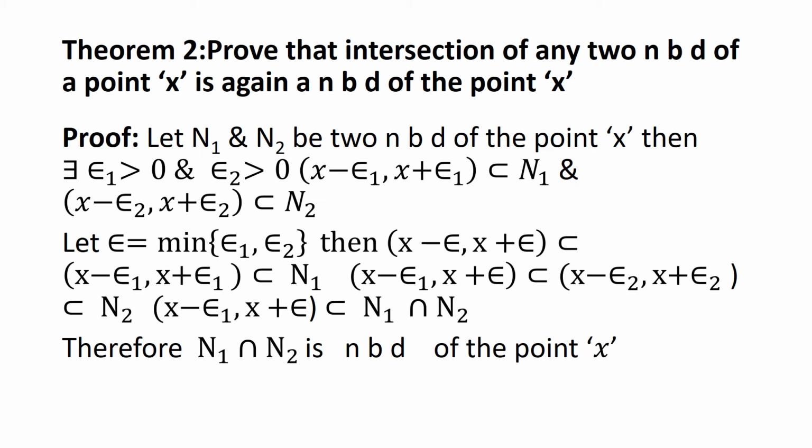Then the interval (X minus epsilon, X plus epsilon) is a subset of (X minus epsilon 1, X plus epsilon 1), which is a subset of N1, and it is also a subset of (X minus epsilon 2, X plus epsilon 2), and that is a subset of N2. So (X minus epsilon, X plus epsilon) is a subset of N1 intersection N2. Therefore we can say that N1 intersection N2 is a neighborhood of the point X.